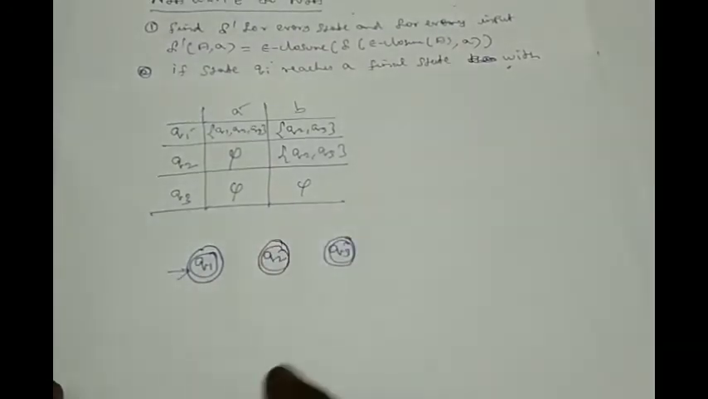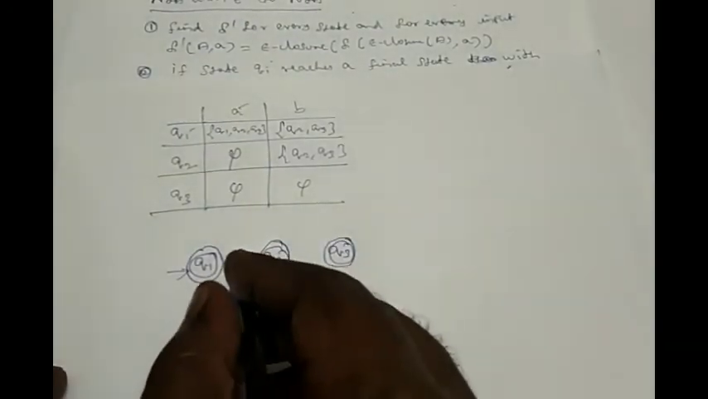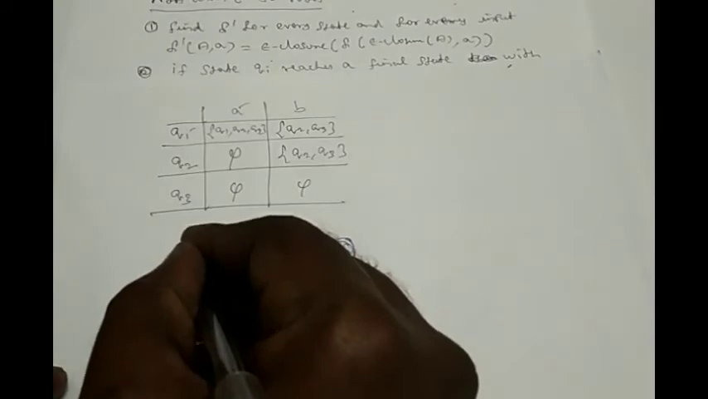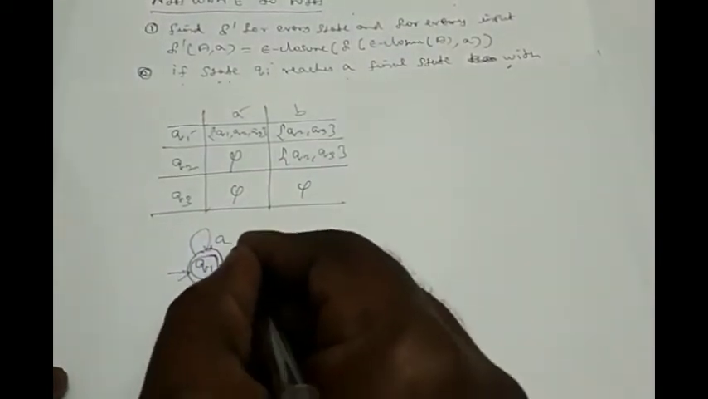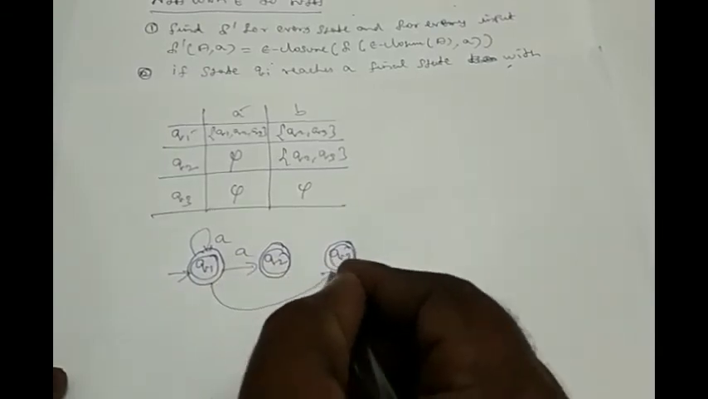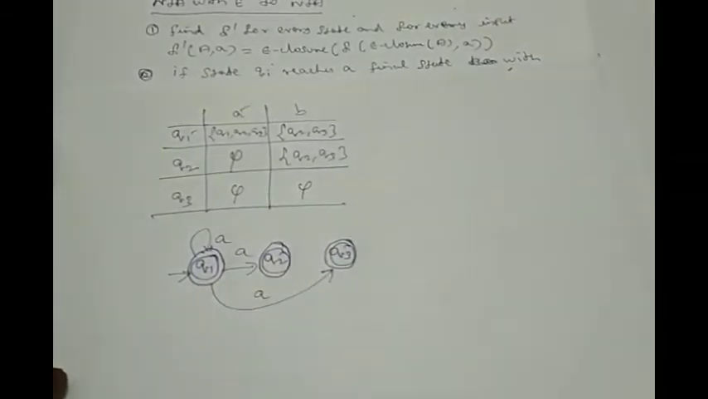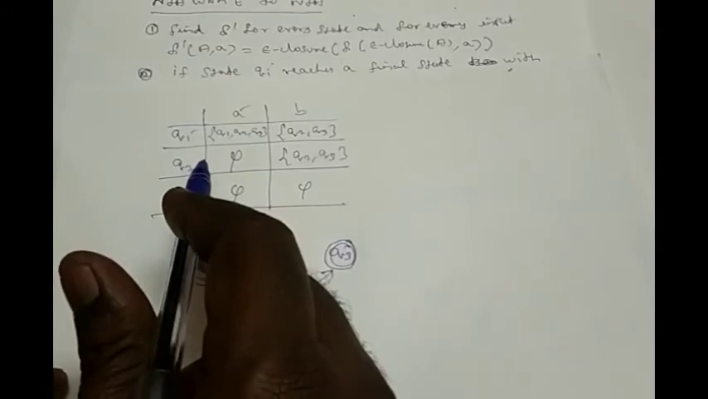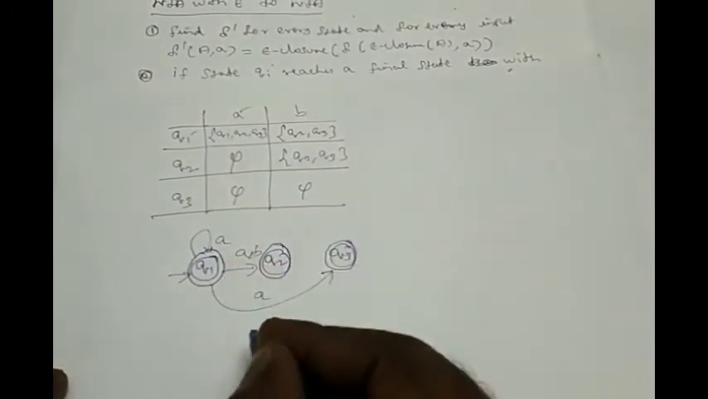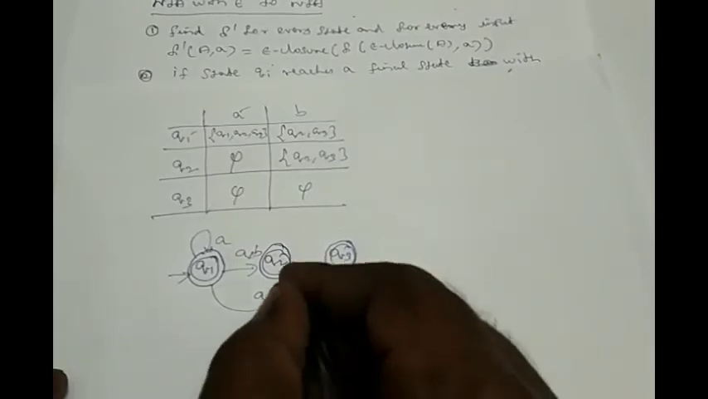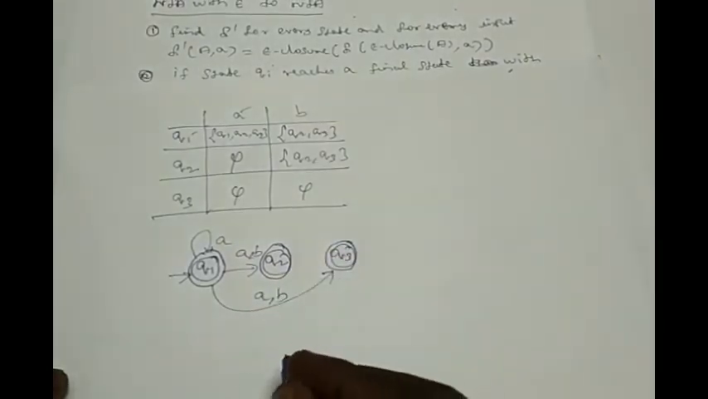So now these three states are actually called final states. Okay. So now we can just draw the diagram. So in Q1, if I apply A, it goes to Q1 itself, and it goes to Q2, and it also goes to Q3. And in Q1, if I apply B, it goes to Q2 and it also goes to Q3. So A comma B, I just write on the arrow.